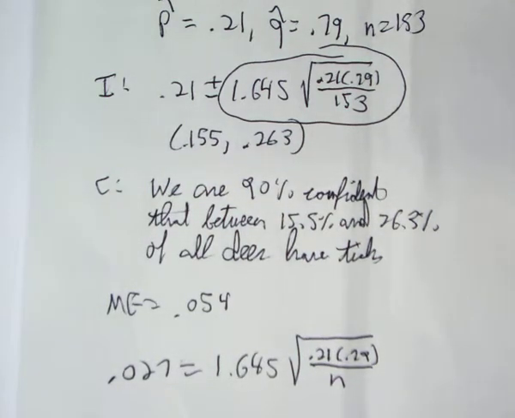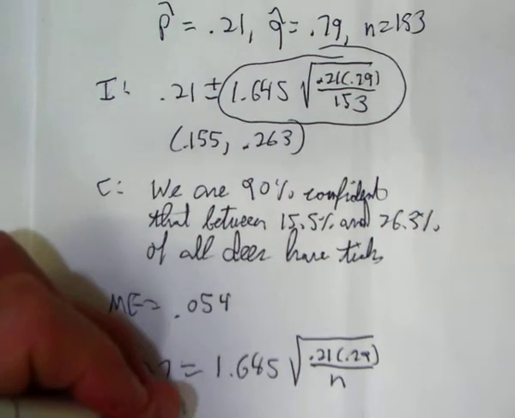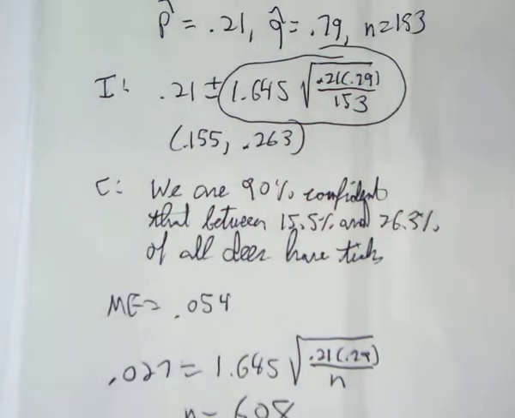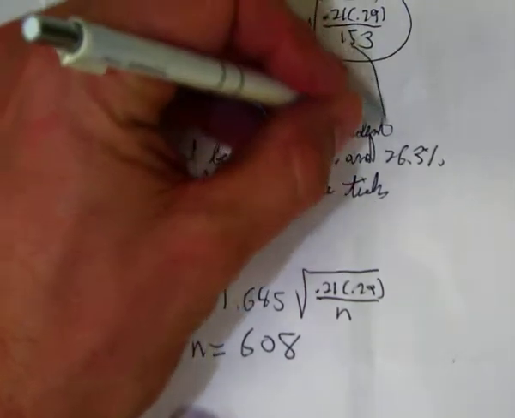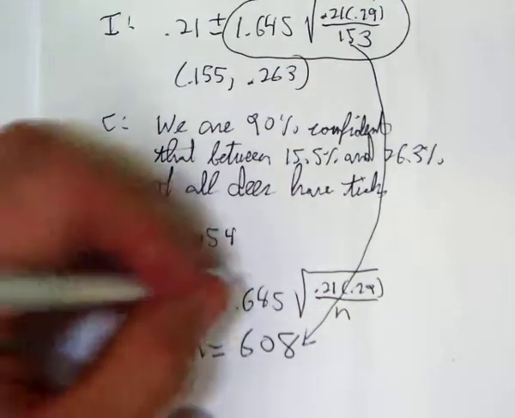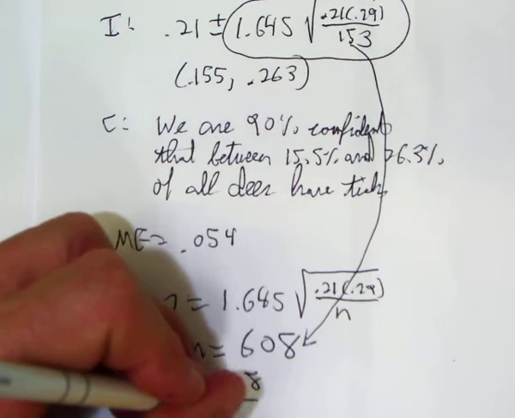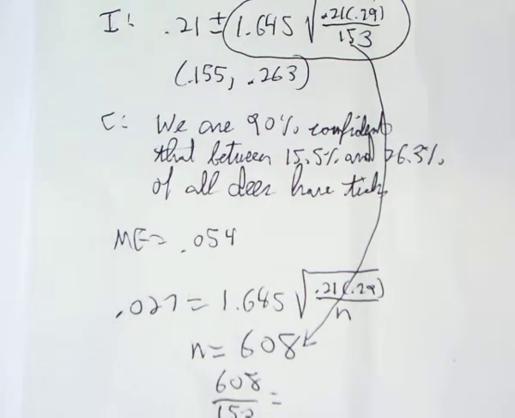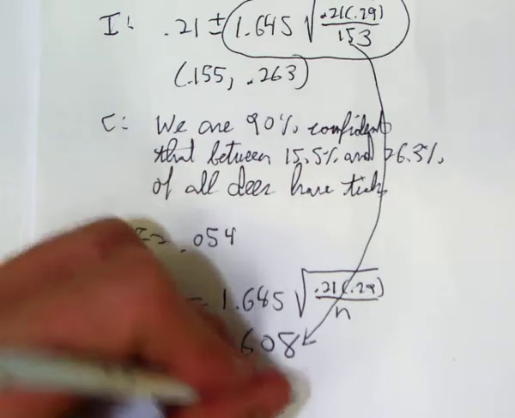And if we do that out, we wind up with about 608, right? Well, how many times larger? The original sample was 153, and now we're going to 608. So if I do 608 divided by 153, now this is going to be an estimate, but guess what? You get about 4 times as large.